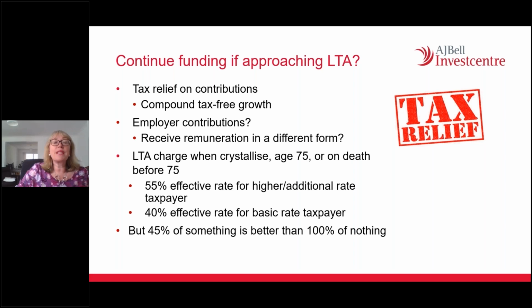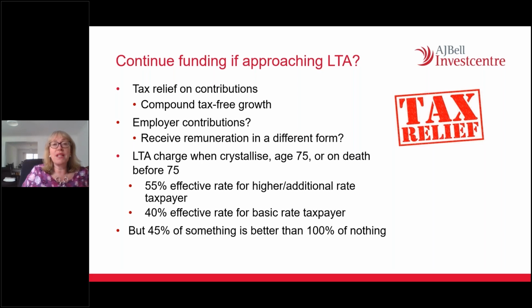They may also be receiving an employer contribution, and I think that's going to make a significant difference as well. Some employers, when approached about this issue and told, "I'm worried about reaching the lifetime allowance, I'm not too sure I want to have my employer contribution," may react by saying, "Well, we'll give you the remuneration in a different form." So you could take, say, a bigger salary or a bonus or whatever it may be. But other employers aren't as flexible as that.